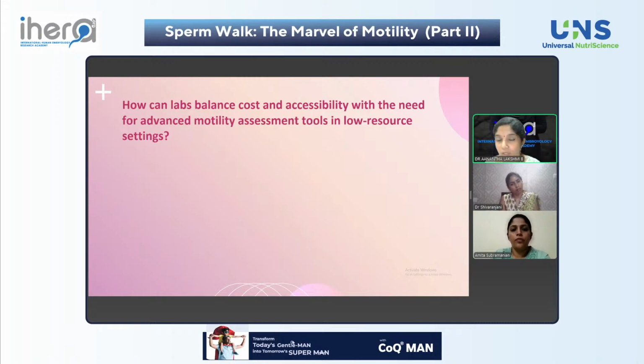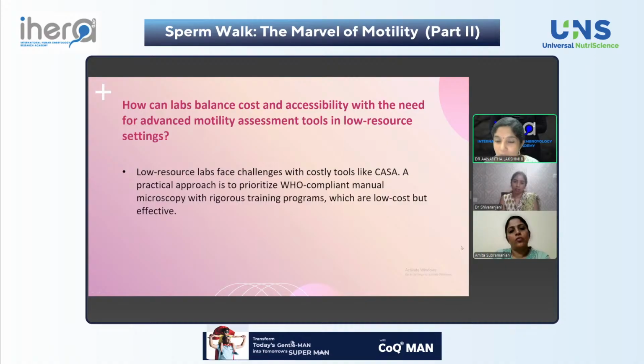So we are talking about CASA. Can a lab balance cost and accessibility of advanced motility assessment tools in a low resource setting? If yes, how can we manage that? Do you need CASA for all the labs? What is your opinion on that?